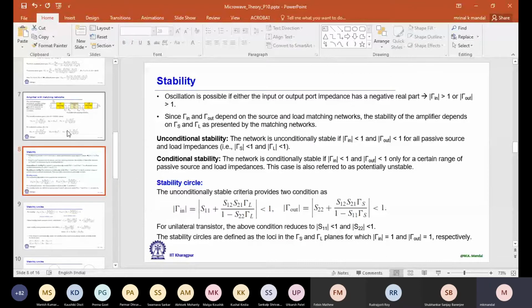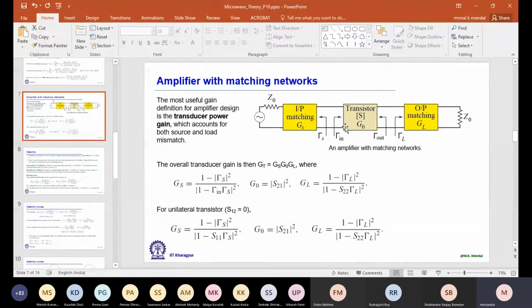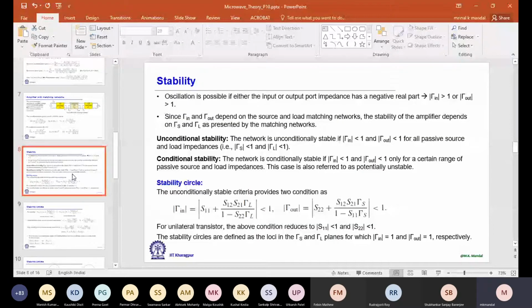Now let us go back to this figure. Gamma in and gamma out we are defining for the two-port amplifier itself, right? And gamma S and gamma L are for the source side and load side respectively. So we will be following this same definition here. Now gamma in and gamma out, both of them depend on gamma L and gamma S. Last year we derived it.